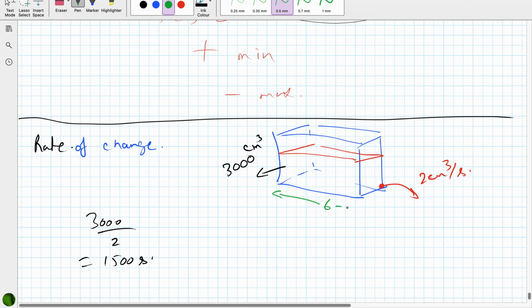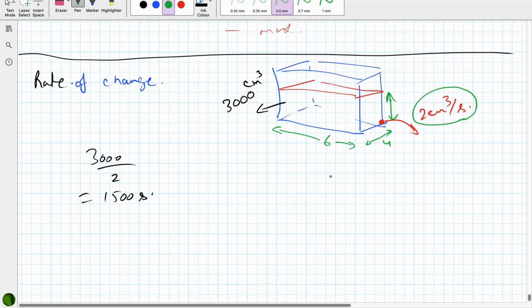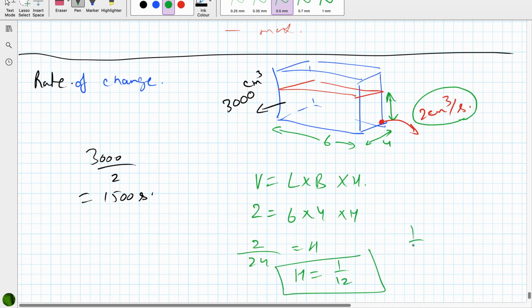For example, let me say this side is 6 and this side is 4. So I can ask you the rate of change of height. This is the height. We know 2 centimeter cube is getting discharged per second. Volume is length times breadth times height, the volume discharged is 2 centimeter cube per second, length is 6, breadth is 4. If I solve for this unknown height, this is 2 by 24, and the height is 1 by 12. So I can say 1 by 12 centimeters is discharged per second. The fall in height is 1 by 12 centimeters per second.